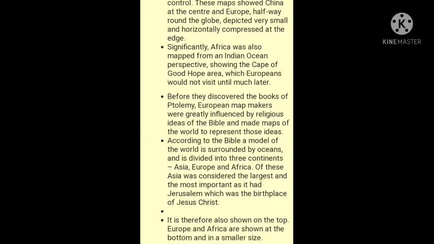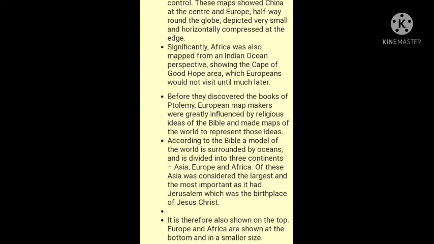Significantly, Africa was also mapped from an Indian Ocean perspective, showing the Cape of Good Hope area, which Europeans would not visit until much later. Before they discovered the books of Ptolemy, European mapmakers were greatly influenced by religious ideas of the Bible and made maps of the world to represent those ideas.